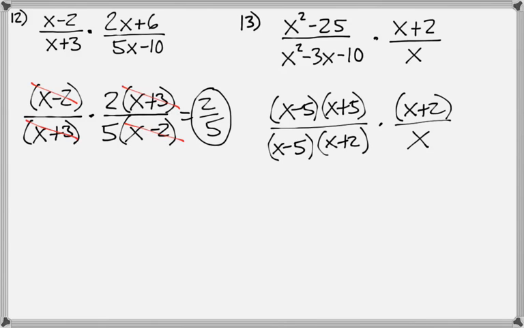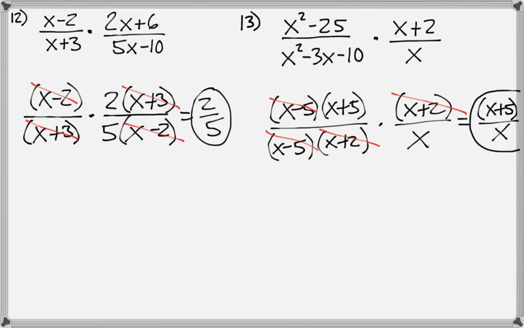So for canceling, I have my x plus 2's that cancel. I have my x minus 5's that cancel. And that's going to leave me with x plus 5 over x. And that'll be my answer.